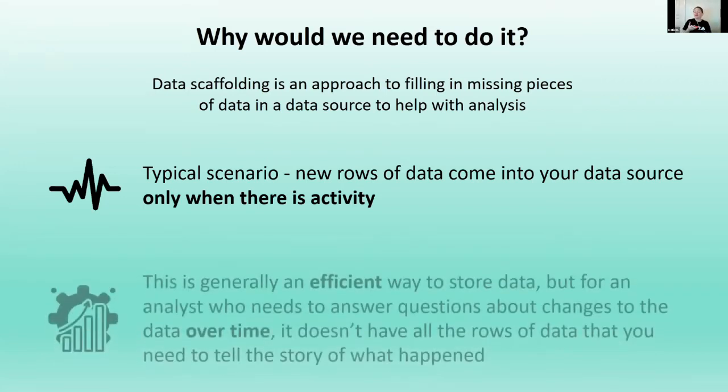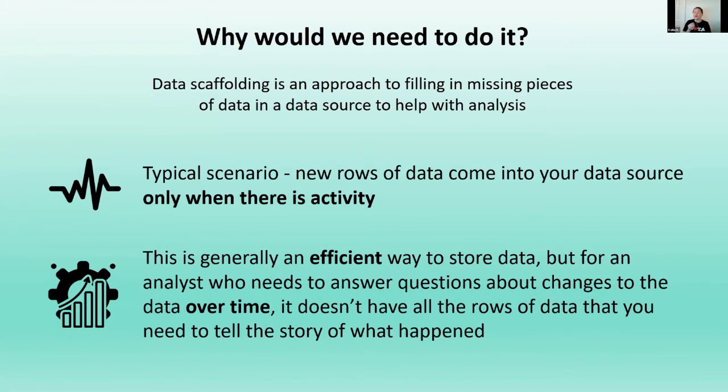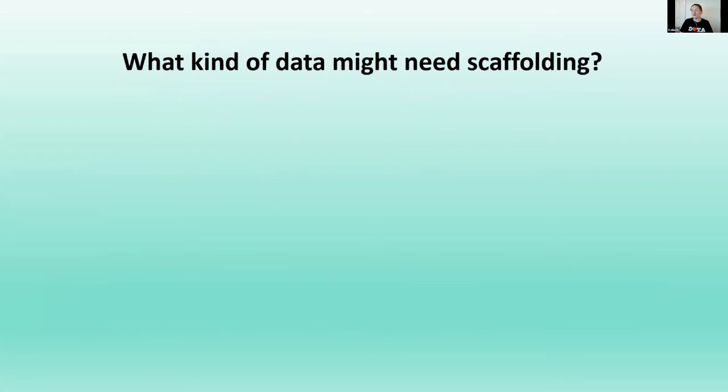This makes a lot of sense because this is generally an efficient way to store data. But if you're an analyst who needs to answer questions about changes to that data over time, it may not have all the rows of data that you actually need to tell the story of what happened with that data, okay? So what types of data could use scaffolding?